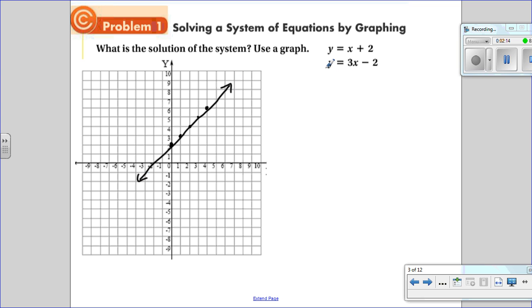Okay. And then the next one is -2 is our y-intercept. And the slope is 3, so that's up 3 over 1: up 1, 2, 3 over 1, and again up 1, 2, 3 over 1.